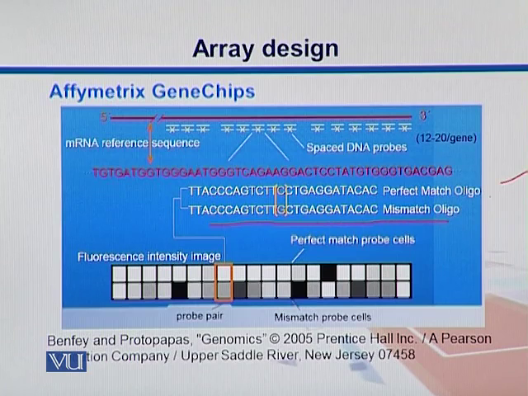If you look down below, we can have a fluorescent intensity image which is coming from them. So we have those probe pairs. On the top layer, the white ones are those perfectly matched probe cells, and in the bottom layer we have the mismatched probe cells. In this way it helps in normalization of this data, or correcting for those mismatched pairs.